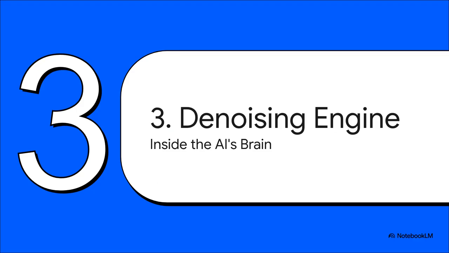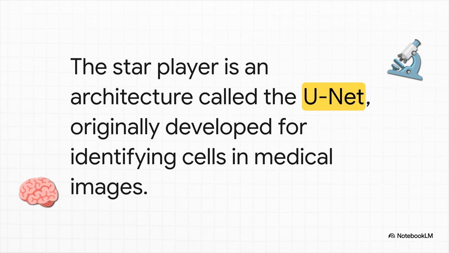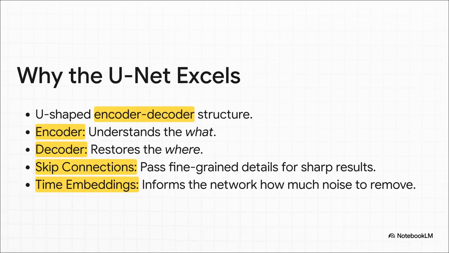All right, so what kind of digital brain is actually doing all this heavy lifting, this complex denoising work? Let's pop the hood and look inside the engine. For a long time, the star player here has been a neural network architecture called the U-Net. And what's really fascinating is that it wasn't even designed for creating art. Its original job was way different. It was built to identify individual cells in medical scans. And it turns out the U-Net's design is just perfect for this task.